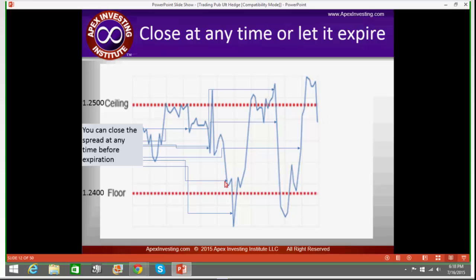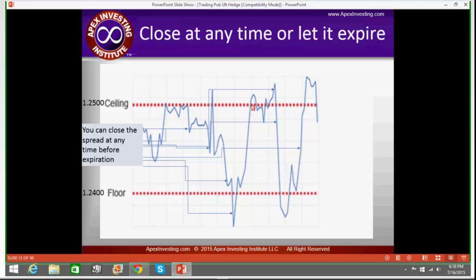And again, remember our example when we bought right here at 24.10? Yes, granted, it did go all the way up to the ceiling, but we bought at 24.10. We could have got out at 24.60 for a $50 profit. We could have got out at 24.80. We could have got out anywhere we wanted to. Okay, get out anytime.